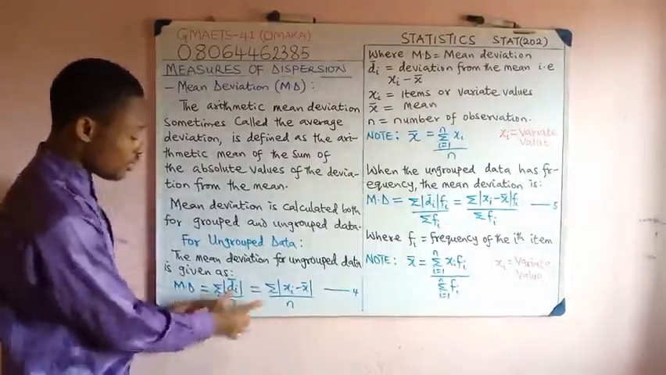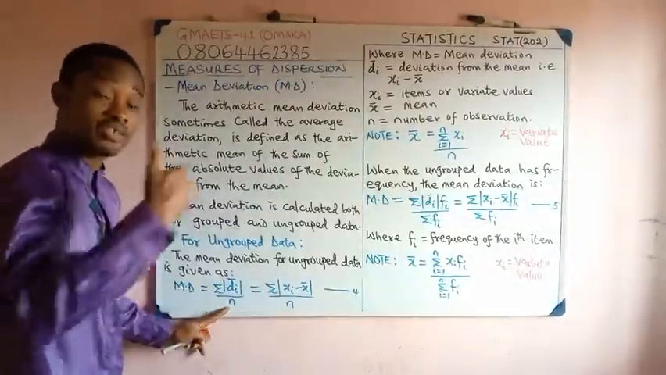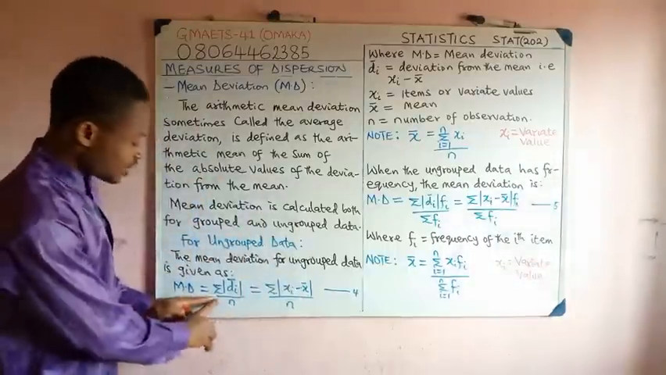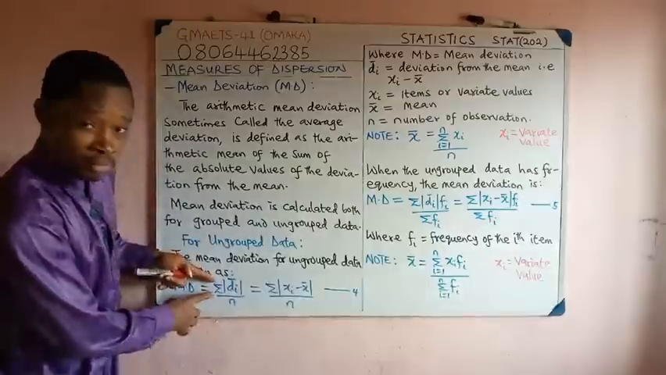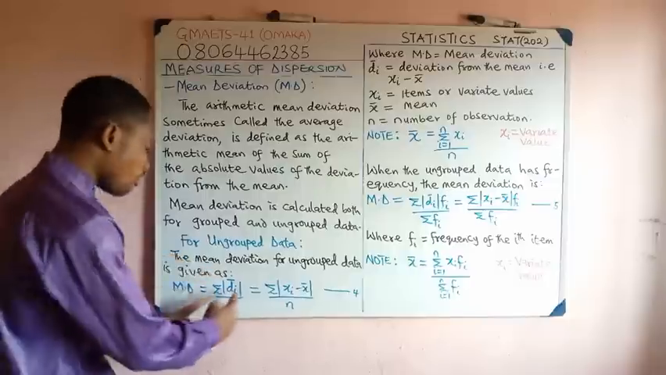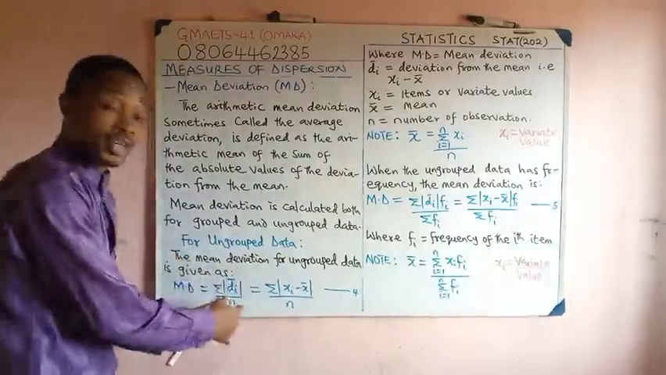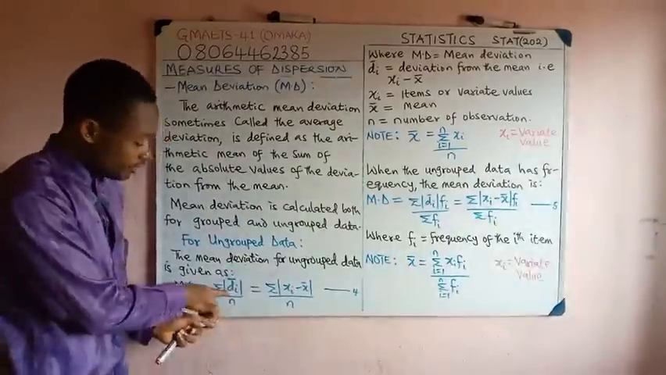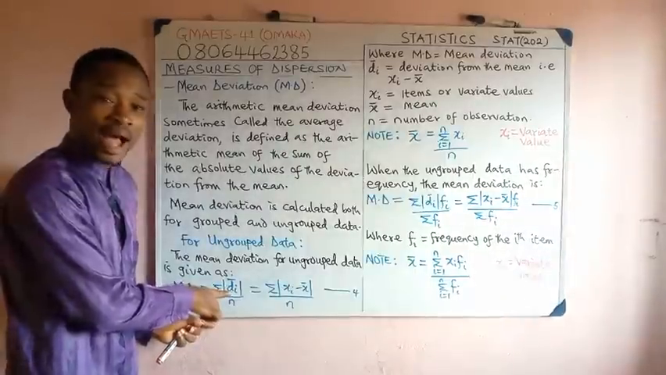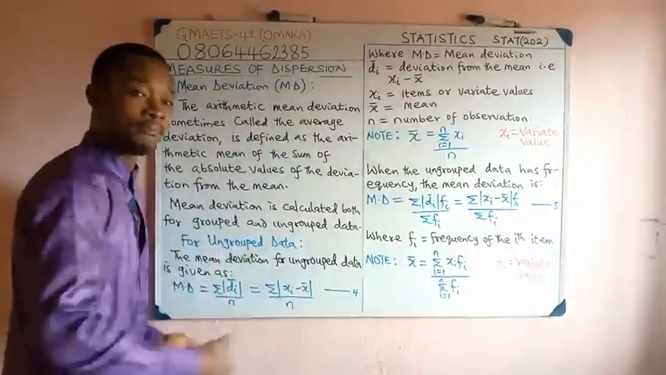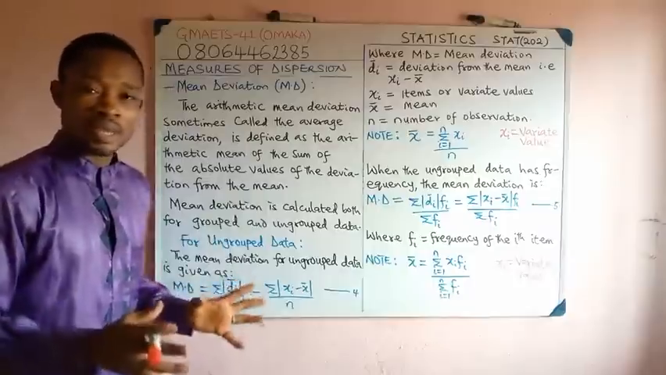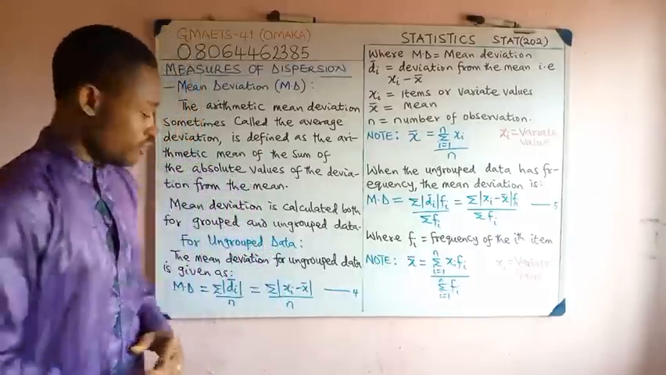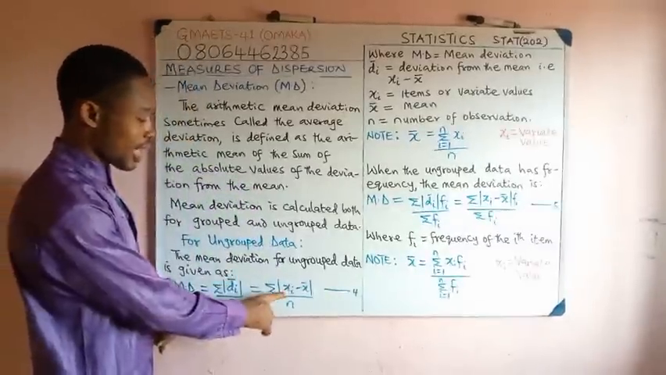Yes, arithmetic mean, because we divided everything by the number of what? Observations, which gives us an arithmetic mean concept. So it is defined as the arithmetic mean of the sum. This sigma represents sum, is that not so? Of the absolute value. The slash sign there means absolute. Of the absolute values of the deviation from the mean. This d sub i represents deviation from the mean. So simply put, the arithmetic mean of the sum of the absolute values of the deviation from the mean gives us our mean deviation. Of course, this d sub i is given as xi minus x bar.